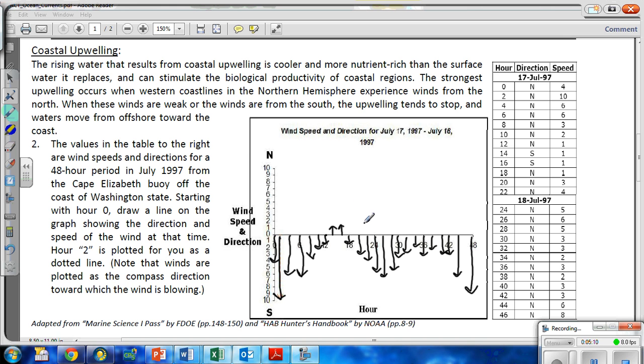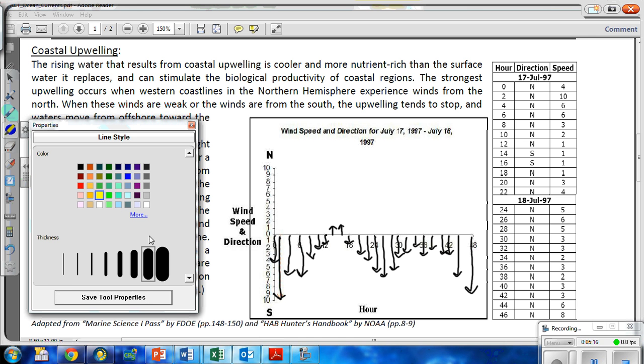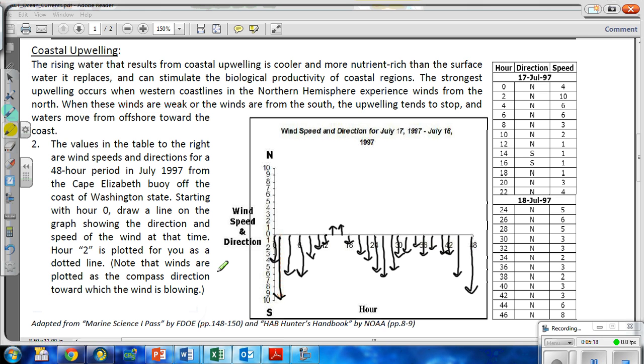Okay, so this is the finished product here. This is what we're looking at. Let's talk about the questions that we had to answer to go along with it. The first question was, given the speed and direction of the winds for this period, predict when coastal upwelling was occurring. Well, in the reading, remember, we know that the strongest upwelling occurs when western coastlines in the northern hemisphere experience winds from the north.